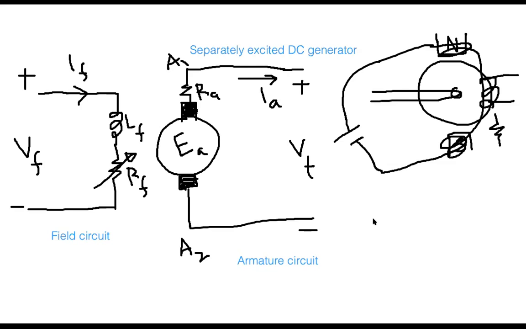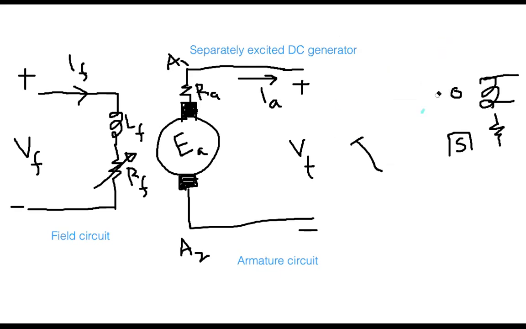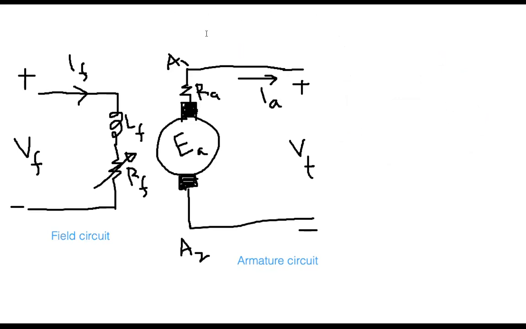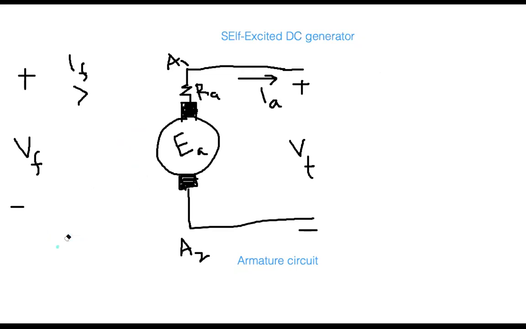Now come to the next category. You remember the next category was the self-excited. So now I will not show this thing anymore. I will clean it. Now I am going to the self-excited DC generator. This one. So what does that mean? So now what I will do, I will change some of this configuration. This circuit is fine. So now see what I am doing.